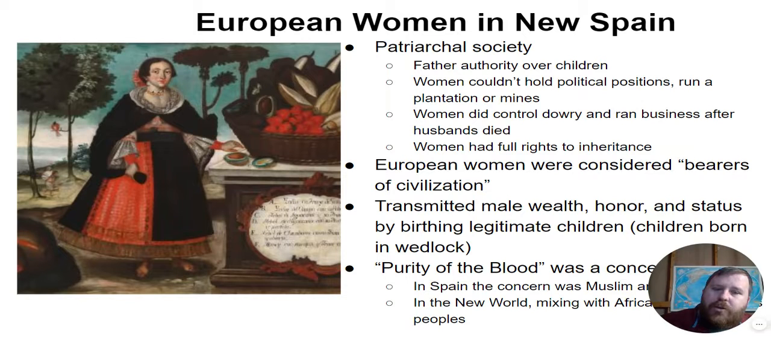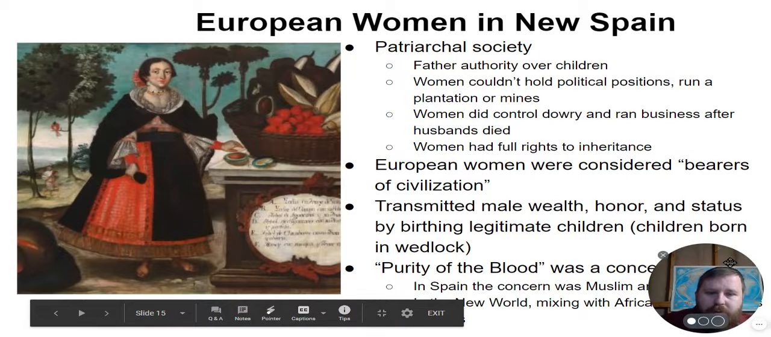And women also had full rights to inheritance as well, which is good. But European women were considered bearers of civilization, which means their main point was birthing legitimate children to their husbands. So they transmitted male wealth, honor, and status by birthing legitimate children, children born in wedlock, born in marriage to their husbands. And that was considered their most important contribution to society.